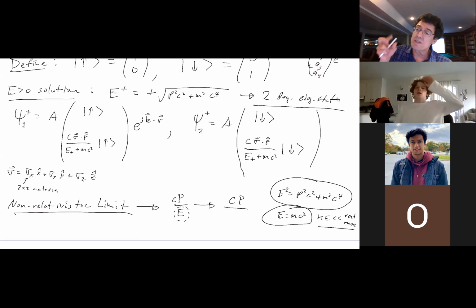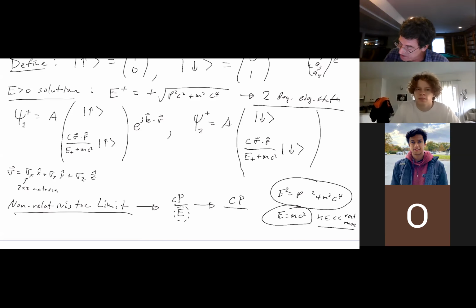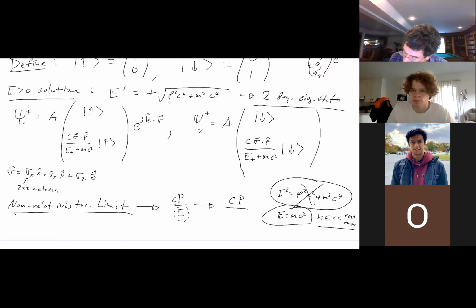But in the non-relativistic limit, the kinetic energy is negligible compared to the rest mass, and so this part goes away. E equals mc squared. So now let's get back to that question. What is the ratio of cp over E? That's the same as the ratio of cp over mc squared. What is that ratio in the non-relativistic limit? It goes to 0.